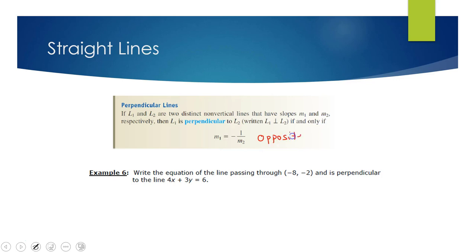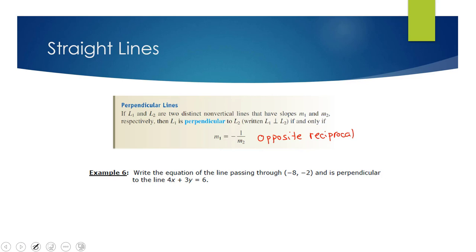Since many slopes are represented as fractions, what you're going to see between the slopes is that when you compare one to the other, you're going to see a flipping of the fraction, and you're also going to see a sign change. So if one's positive, the other one's negative. And then when you look at the first one's numerator, it is going to be the second one's denominator, and vice versa. So that's how you can find the slope of a perpendicular line really easily.